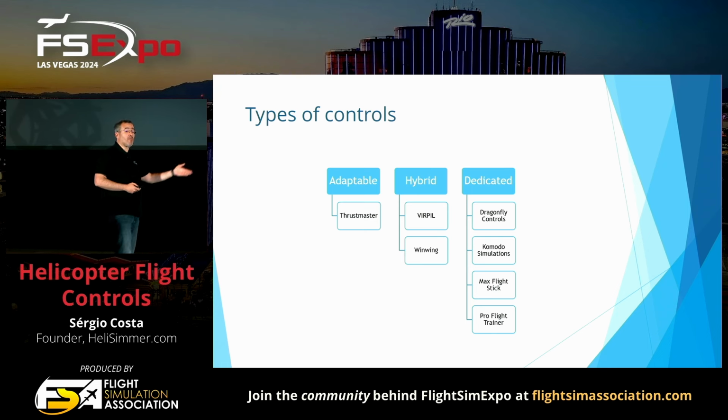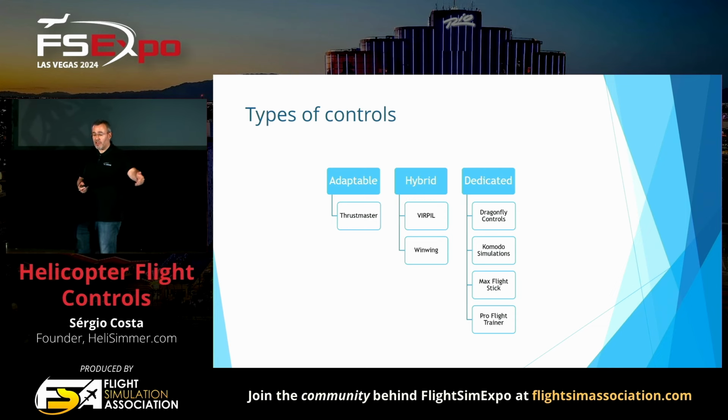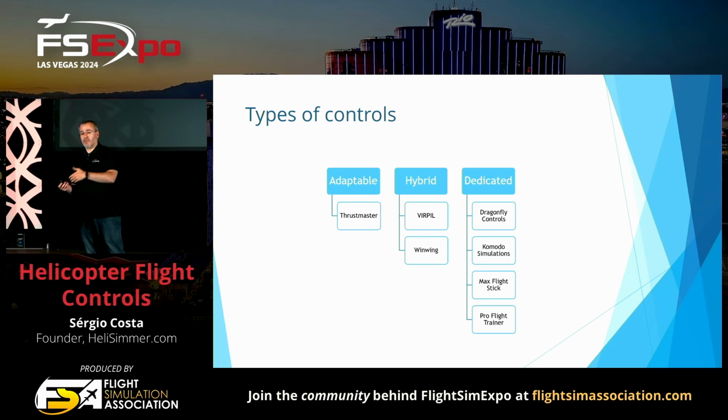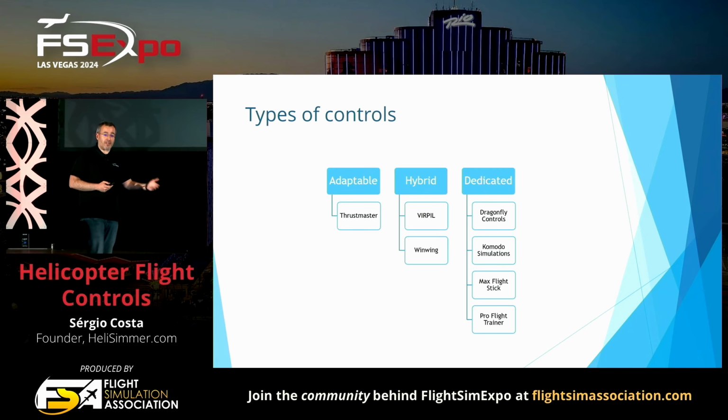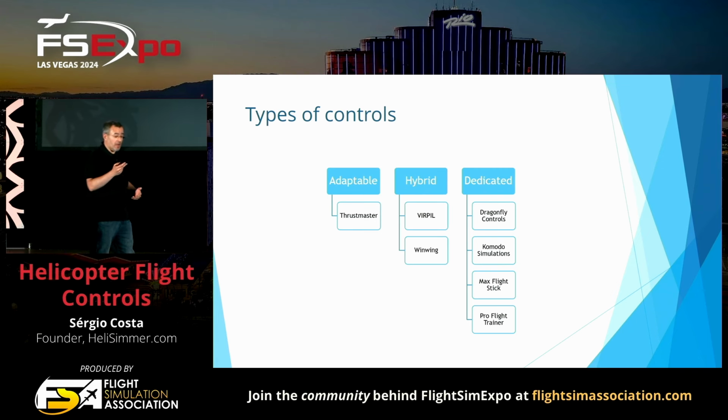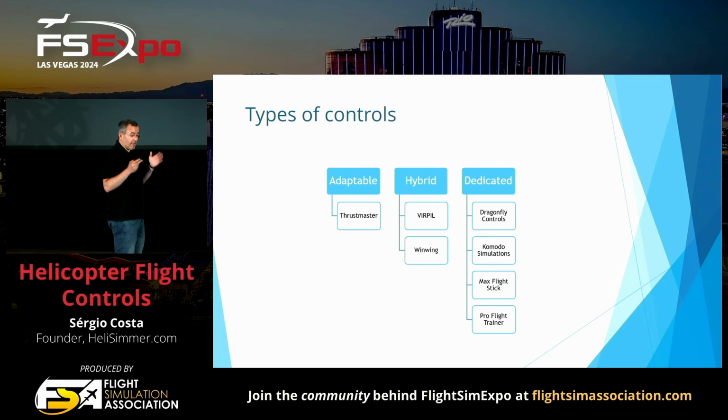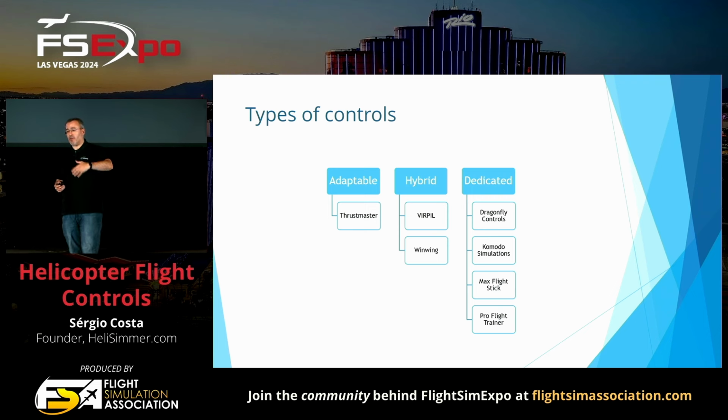You then have the hybrid brands, or the hybrid systems like Whirlpool and Winwing. These are just two examples, again, which do offer some controls that are specific for helicopters. For example, both these brands have collectives that you can use with helicopters. They have pedals that can be easily adapted for helicopters. Whirlpool even has a pedal system that is dedicated to helicopters. You can use it on fixed wing, but they did it for helicopter pilots.